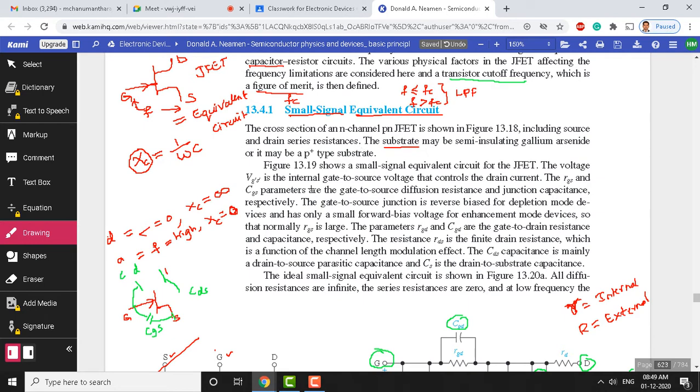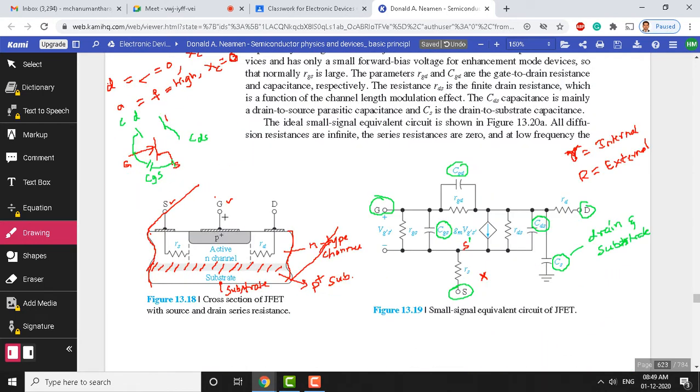Okay, the small signal equivalent circuit we have seen here. This is the cross sectional view of an n channel JFET. You are seeing here the n channel. This is an active n channel, and there is a substrate which we have introduced in the last class. Substrate will act like a foundation material. So over this and above this, we are going to build different sorts of devices.